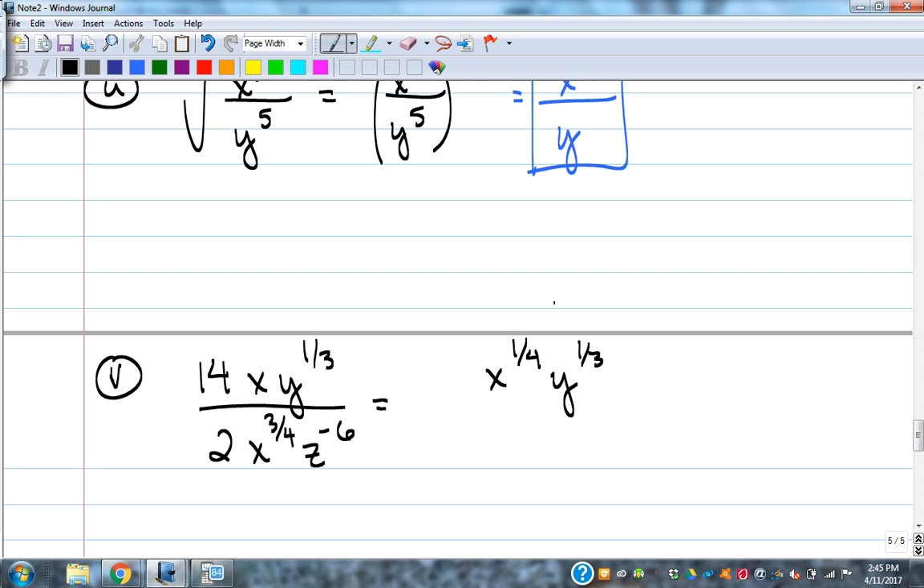So what does the 14 over 2 turn into? It's just 7. And then the z to the -6 down here, we need to fix that. So where does it go? Up top. What's left on the bottom? Just a 1. Nothing else is there, so it's like a 1 is there. So that's our final answer. It's technically that over 1, but you don't have to put the over 1.